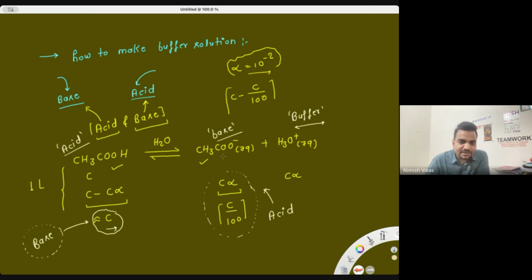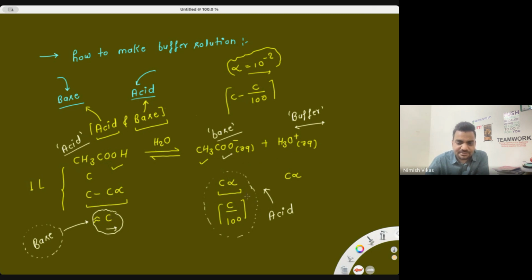So we got here both acetate ion and acetic acid. One is base, one is acid. But over here, this mixture has very poor immunity towards acid because we don't have enough base. Base will protect against acid, acid will protect against base. So we don't have enough acid.